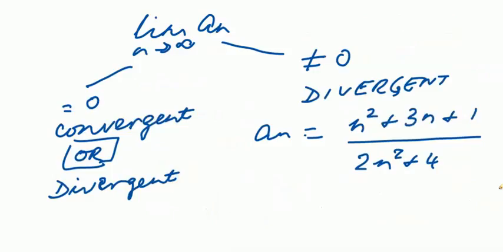However, if the limit of an as n tends to infinity is equal to 0, then we do not know. It may be convergent, it may be divergent. We have to do further tests. So here we will have to carry out further tests.